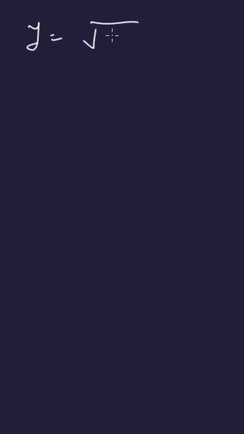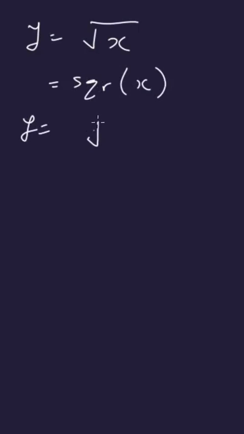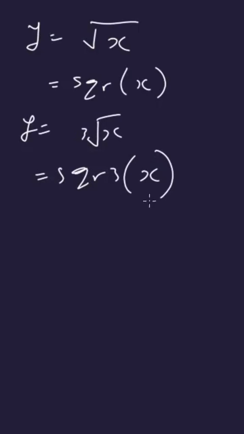So let's say I want to take the square root of x. We want to plot the square root of x. So how do you type it in the bot? You type it as sqr and then x, right? Then what about the cube root of x? You type it as sqr3, right, of x. So this is how you type square root and cube root.